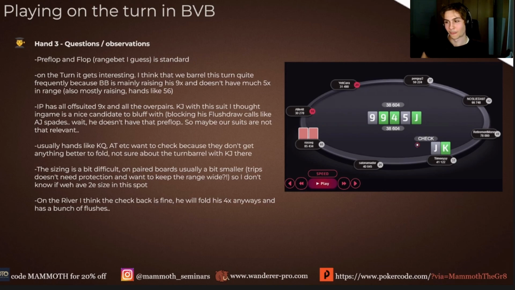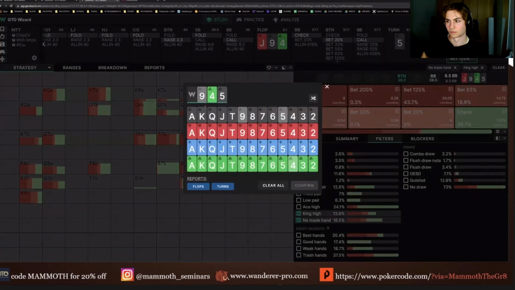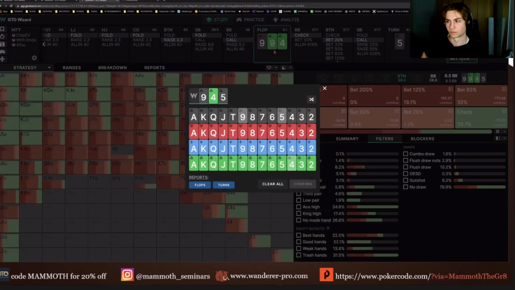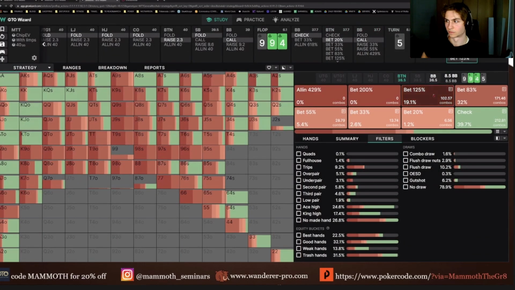The sizing is a bit difficult on paired boards. Usually a bit smaller. Trips doesn't need protection, and I want to keep the range wide. Yes, but again, 2E is going to be a decent idea there. You want to push the nut advantage and drive the money into the middle. So that was 9-9-4, turn 5, small call. See, there's no blocking. Just 2E sizing for the most part.